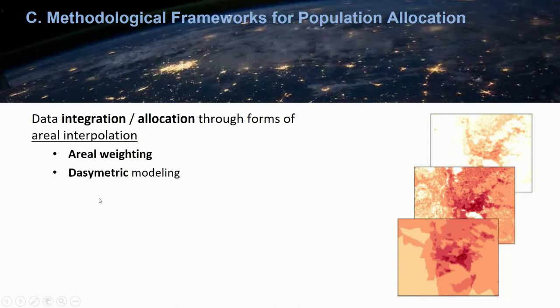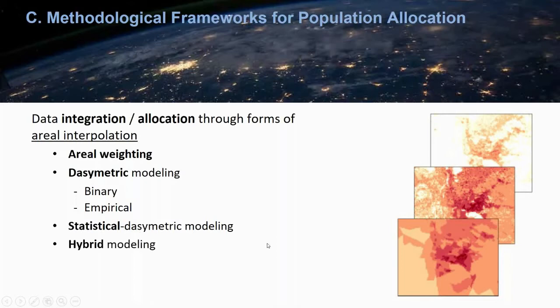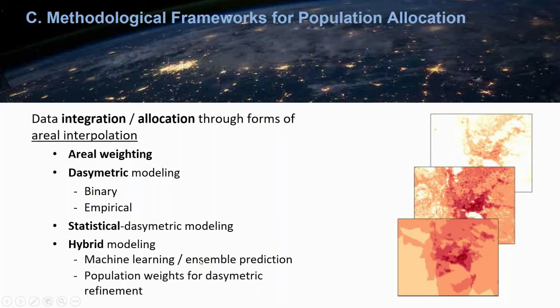Dasymetric modeling is a slightly more advanced areal interpolation method that is often applied using ancillary data in binary fashion or as empirical inputs. Statistical models, or statistical dasymetric modeling, often slightly overlap with the more traditional dasymetric mapping, as does hybrid modeling, where machine learning or ensemble prediction is used to produce population weights for dasymetric refinement.